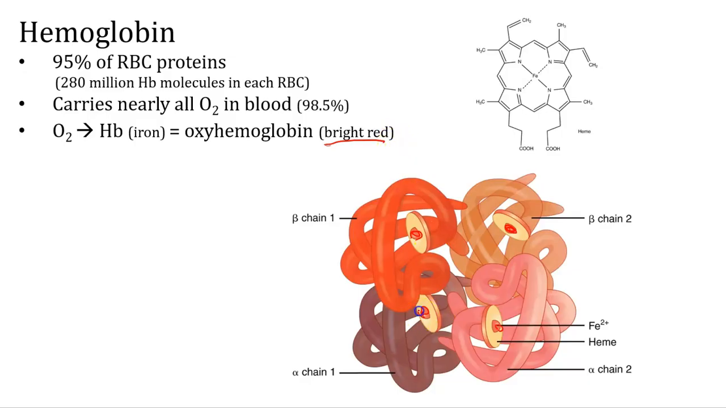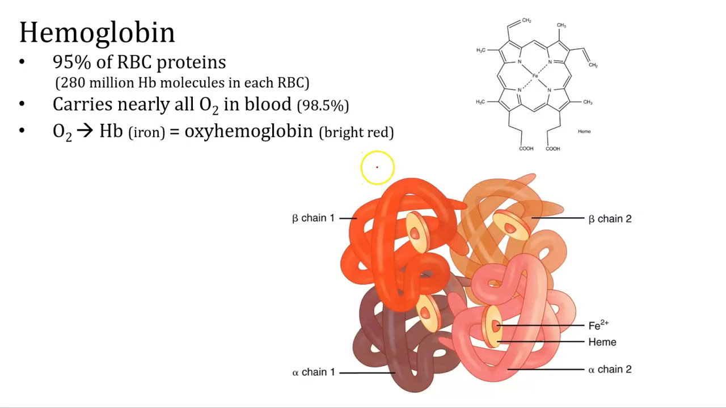If, let's say, only 1 out of the 4 hemes were holding onto oxygen, that would only be 25% saturated. It would actually be more of a dull purple color. And if, on average, all of the hemoglobin molecules had 3 of the 4 hemes holding onto oxygen, we'd say it's about 75% saturated, and that would be a slightly more red color.